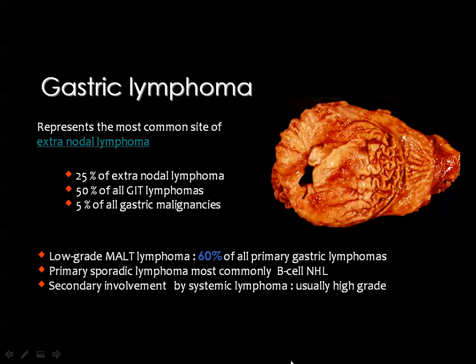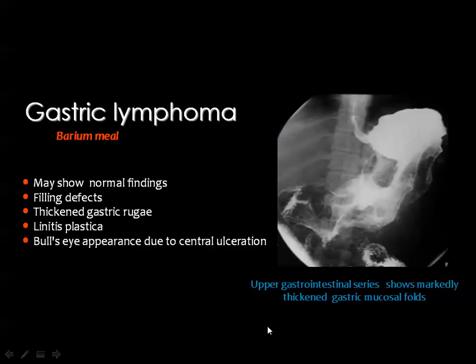Then gastric lymphoma represents the most common site of extranodal lymphoma and about 5% of all gastric malignancies. And one of the entities is MALT lymphoma, which is intimately related to Helicobacter pylori infection. And on barium meal, lymphoma of the stomach may show almost no findings; the stomach may be involved by lymphoma and you get normal findings on barium study.